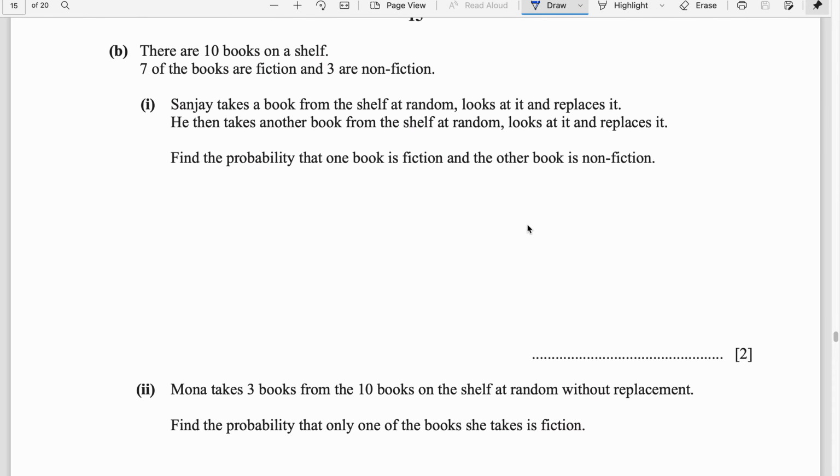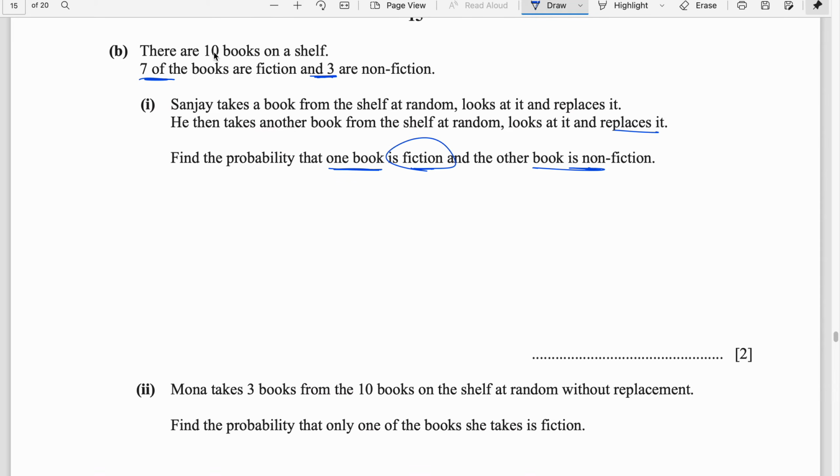B part says there are 10 books on a shelf. 7 of these are fiction, 3 are non-fiction. Sanjay takes a book from the shelf at random, looks at it and replaces it. He then takes another book from the shelf, looks at it and replaces it. That means the total is not changing. Find the probability that one book is fiction and the other is non-fiction.